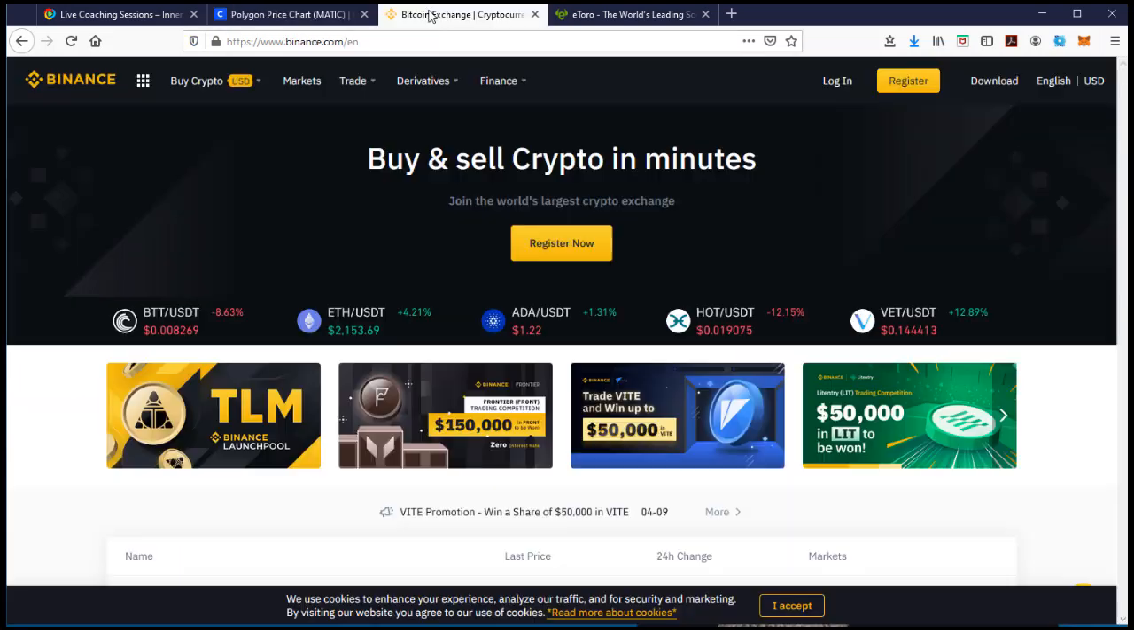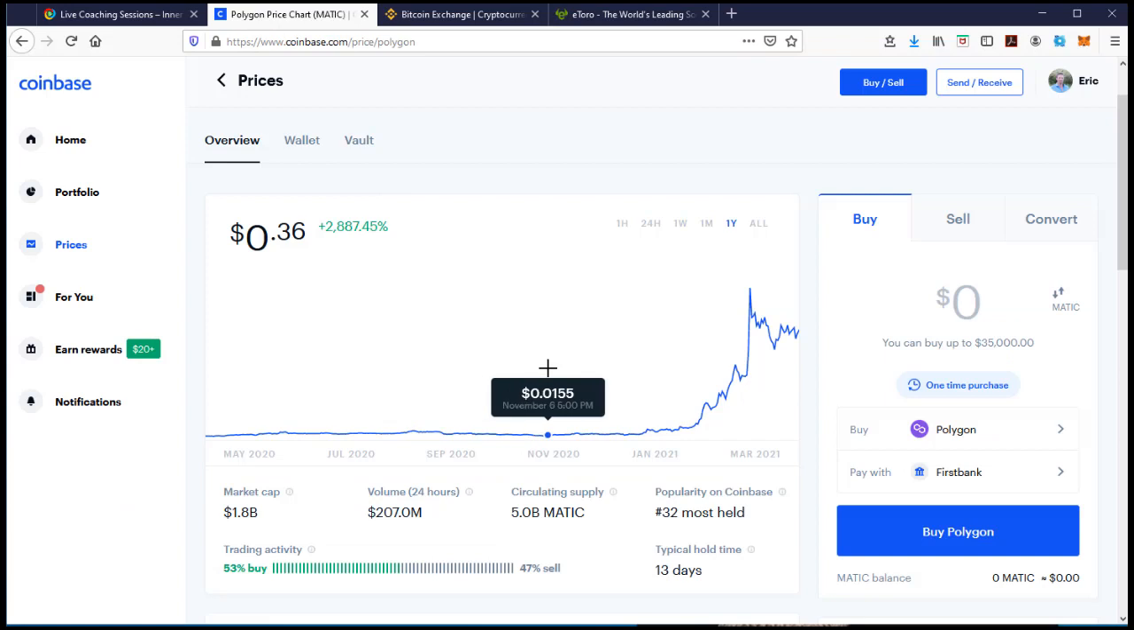And so the advantage of getting onto something like Binance is that you can find these cryptos in their early stages. You could have found Polygon when it was 1.5 cents, and you could have invested, say, $1,000. Very risky. Let me do the math on my calculator real quick. $1,000 divided by 0.0015. That would have been like 666,000 units of Polygon.